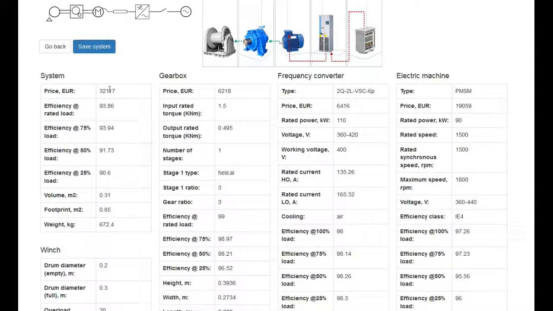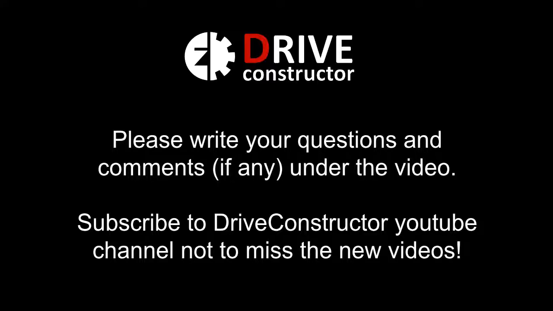So if you go to report, every time you design a new system you can find all the parameters there for your benchmarking and choosing the cheapest variant.